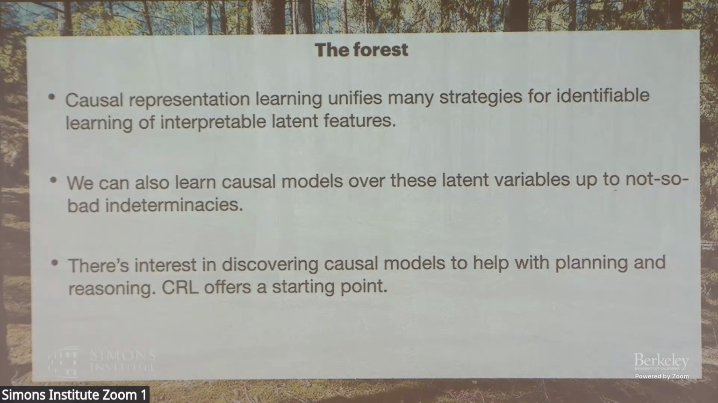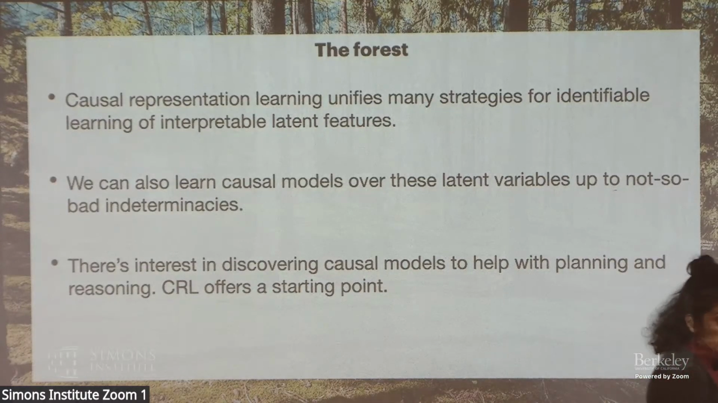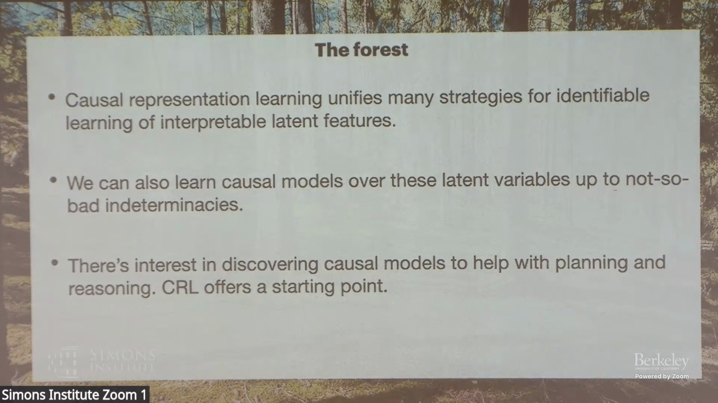One thing that I didn't talk about today is that there's a lot of work in CRL already on learning both these causal features, these causal variables, and causal models over them at the same time, up to some, I'll just say loosely, not so bad indeterminacies. And the last couple of days, I've been buoyed to hear there's a lot of interest in discovering causal models, not just for steering, but to help with planning and reasoning. I'd love to chat more about how CRL could offer a very nice starting point to some of these problems that others have discussed as well. So with that, thank you for your patience and for listening, and I'll be happy to take any questions.